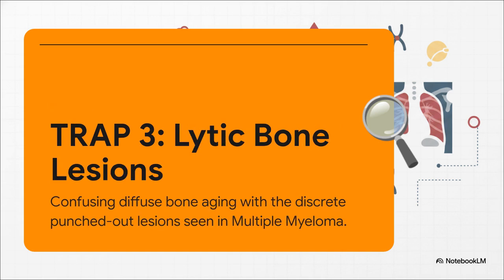Moving on to Trap 3, confusing normal bone aging with multiple myeloma lytic lesions. Normal bone aging, like osteopenia, is diffuse. Multiple myeloma presents with discrete, punched-out, lytic bone lesions, often right alongside unexplained renal failure and hypercalcemia. Do not let generalized bone pain in an older patient blind you to the CRAB criteria.